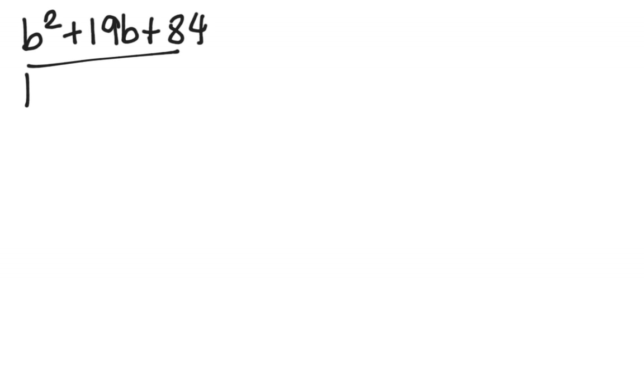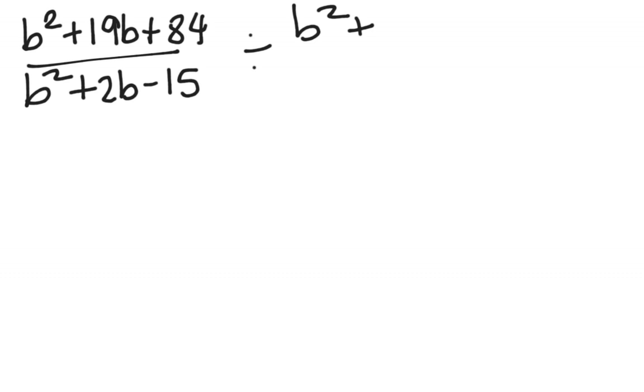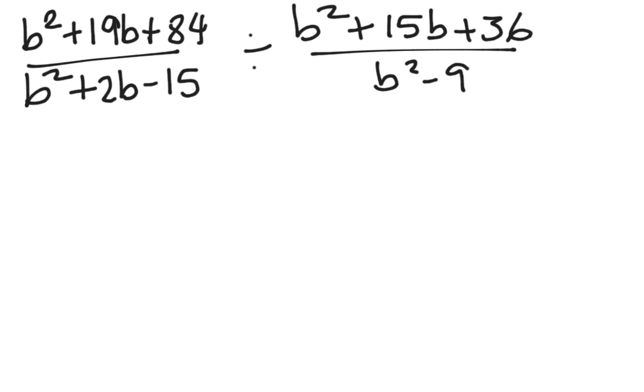Division is going to work very similarly, but we do have an additional step. Okay, b squared plus 19b plus 84 divided by b squared plus 2b minus 15 divided by b squared plus 15b plus 36 over b squared minus 9. Remembering that division is the same as multiplying by the reciprocal.